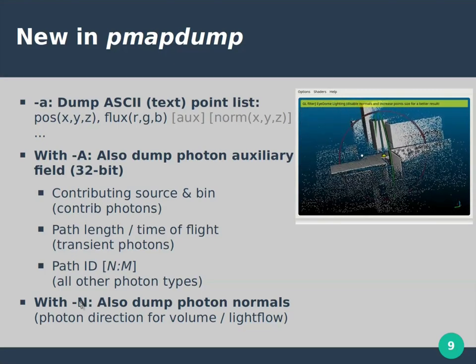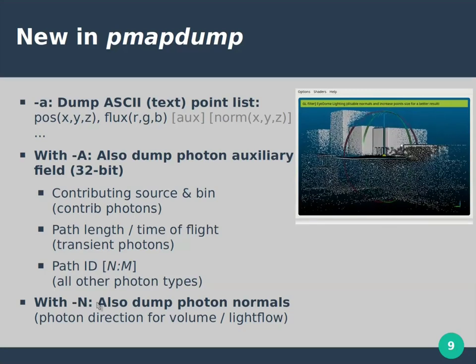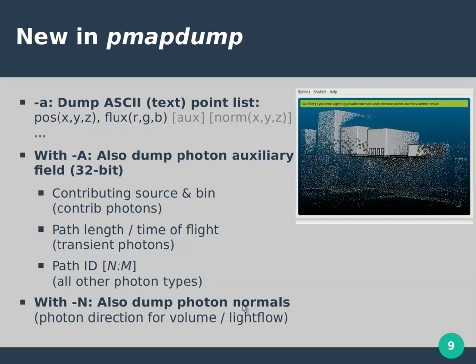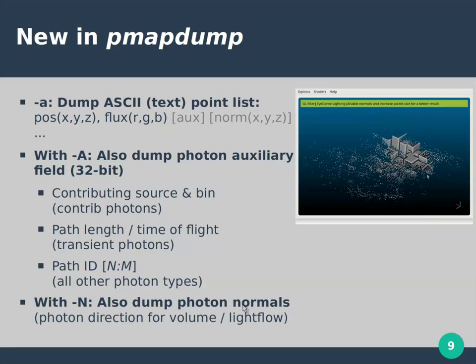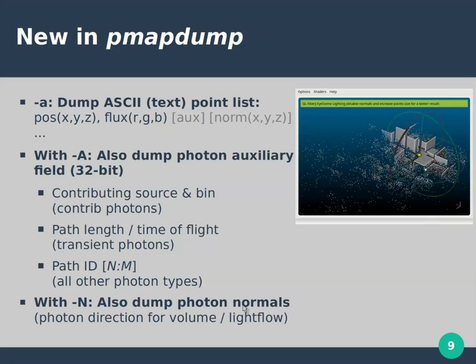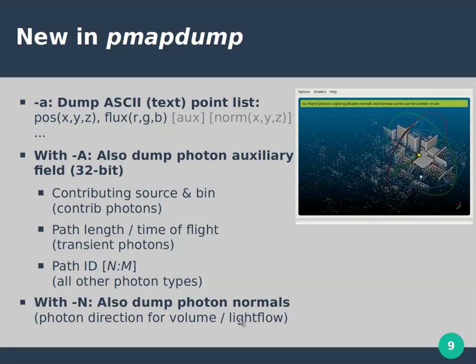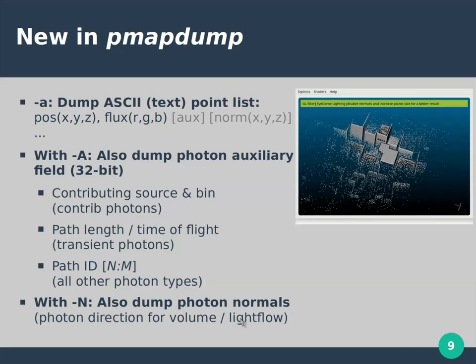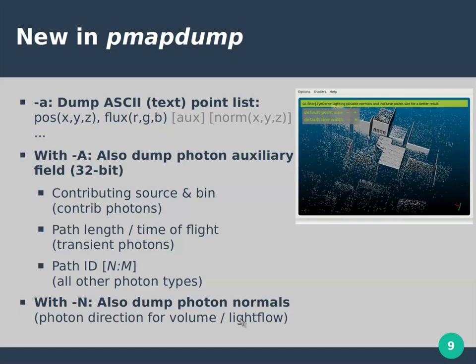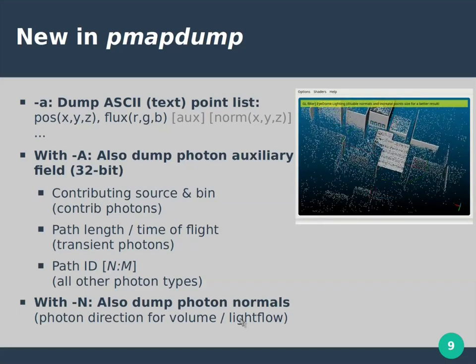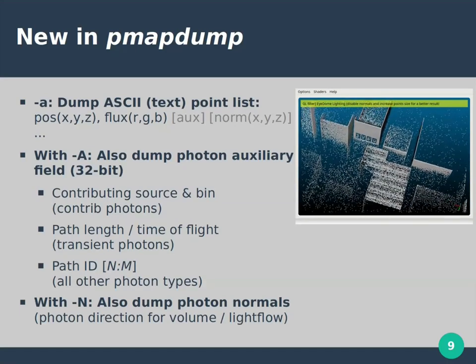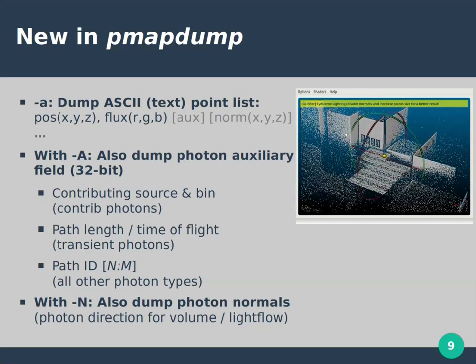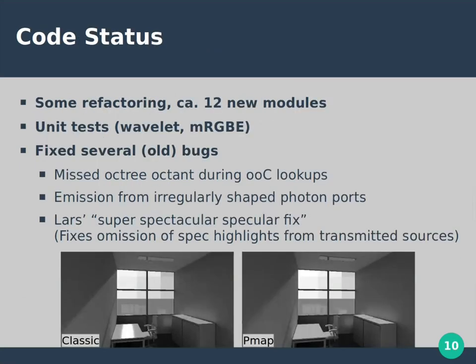There's also an option to output the normal of the surface at the photon position. In the case of a volume or light flow photon map, it's actually the direction of the photon. This is, I believe, what the colleagues in Tokyo will be presenting tomorrow. They use this particular option for their experiments. Any questions on that?